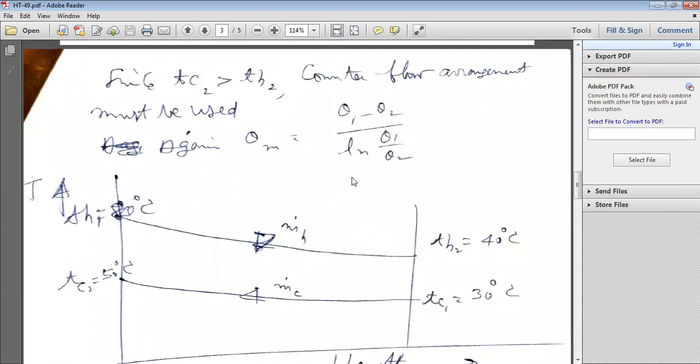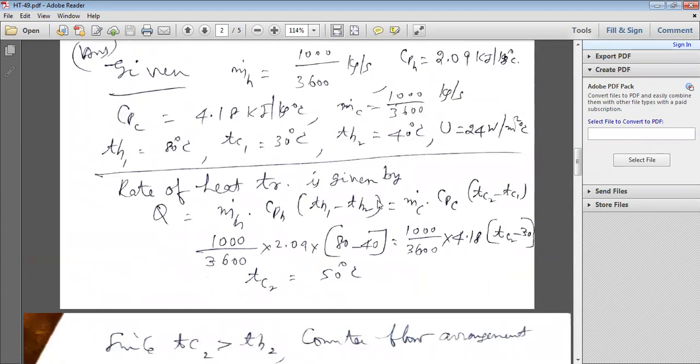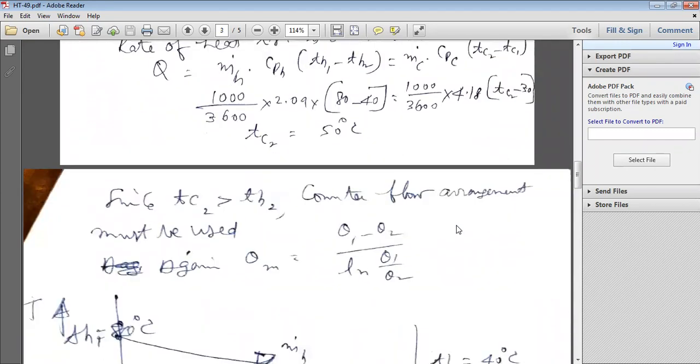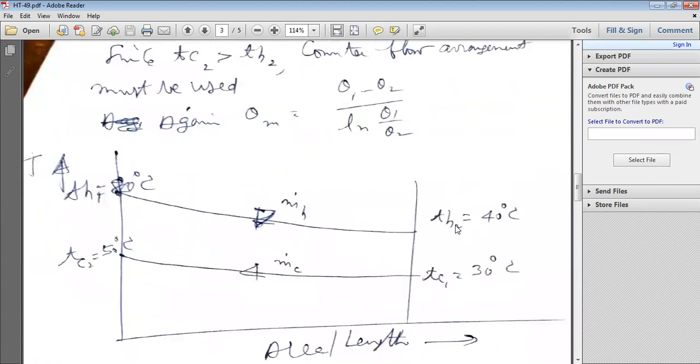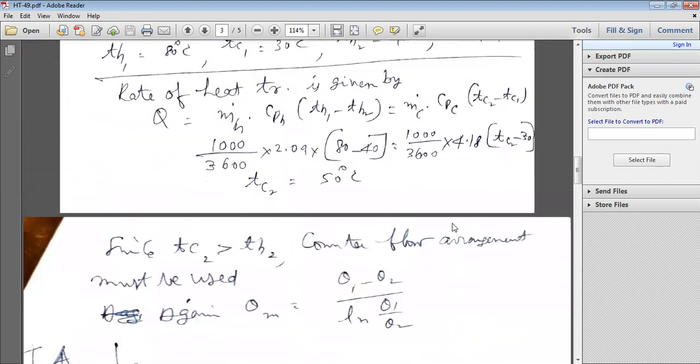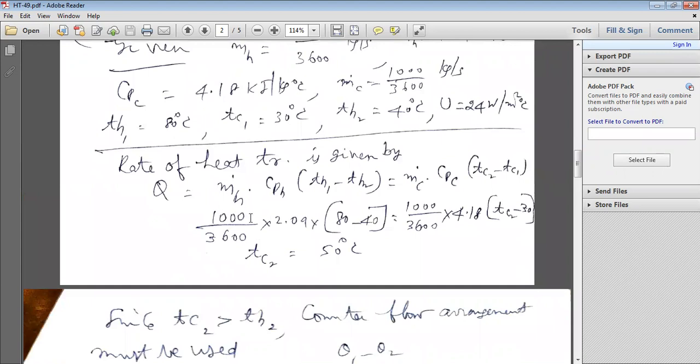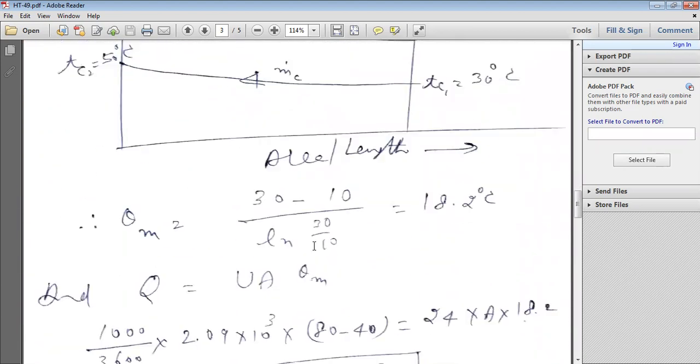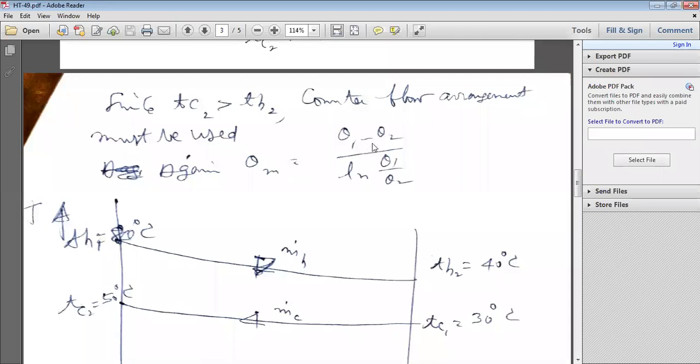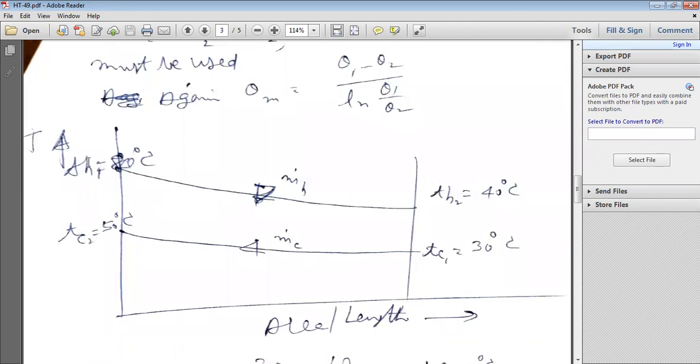But how do you calculate the surface area of the heat exchanger? Heat transfer Q is equal to U A LMTD. The overall heat transfer coefficient is given, and the area is to be found out. That's why you first have to calculate the LMTD, the log mean temperature difference. The heat transfer rate you can already calculate with this relation. How do you calculate theta mean? Theta 1 minus theta 2 divided by ln theta 1 by theta 2. What is theta 1? The temperature difference at the inlet. What is theta 2? The temperature difference at the outlet.